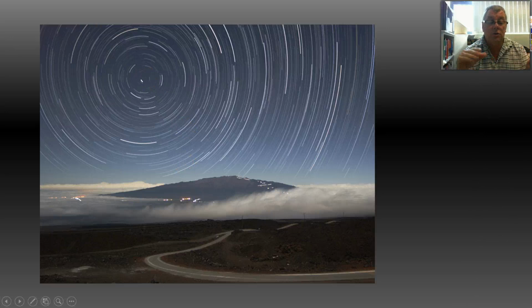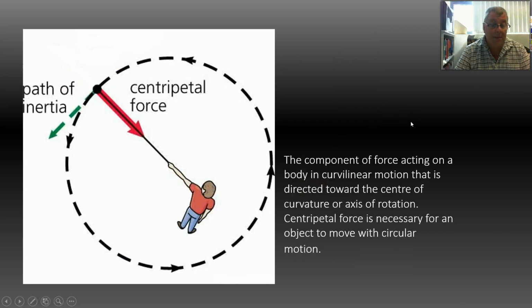So whilst you're sitting still watching this video, you are still undergoing circular motion because you're moving in a circle as the Earth rotates around its axis. Just another example. So it's everywhere. When you start looking for circular motion, you'll see it everywhere. Now let's describe the physics behind it.